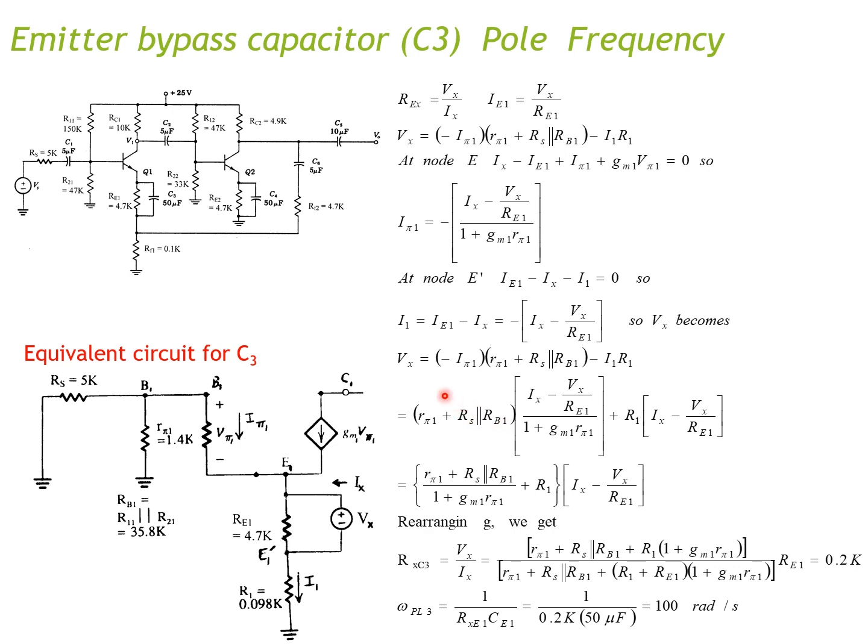Now look at this term in here. I only have Vx, I have Ix, and the rest of them are constants, either Rπ which we calculated, or gm which we calculated, or some resistance. So if I rearrange all of this, I can actually find the relationship between my Vx and my Ix, and I can calculate that to be 0.2 kilo-ohms. After that, I plug in the numbers and I have the pole for the bypass capacitor C3 to be 100 radian per second.